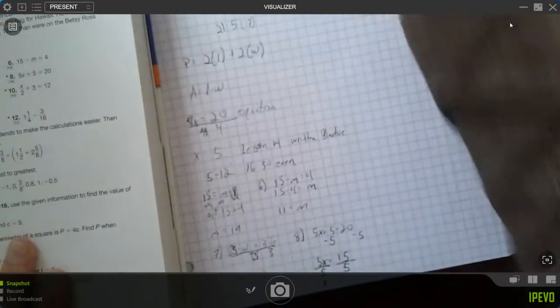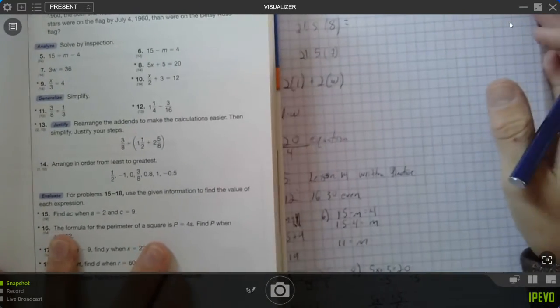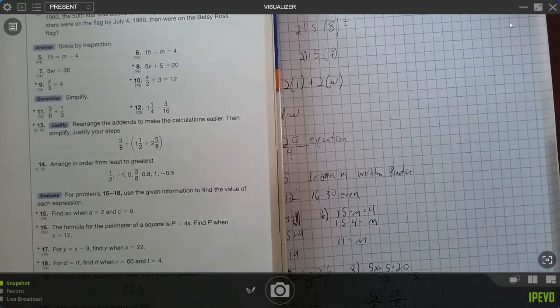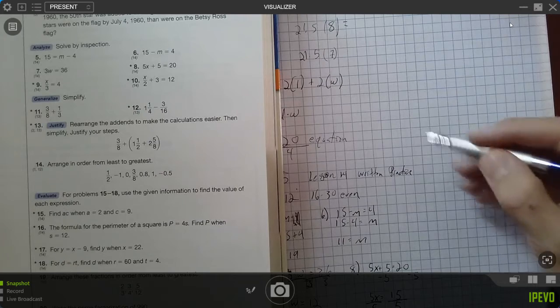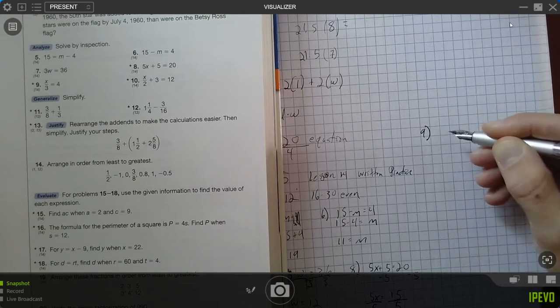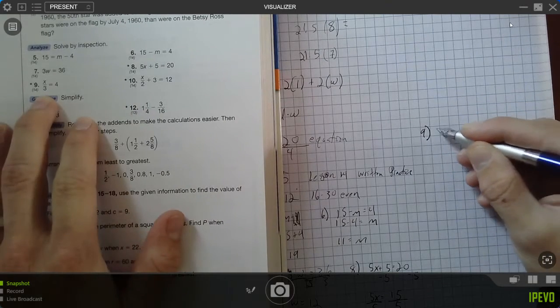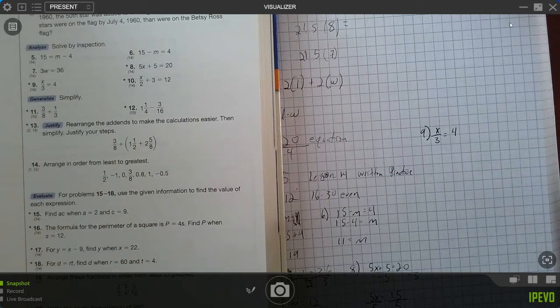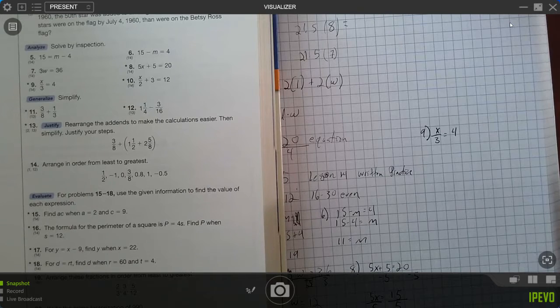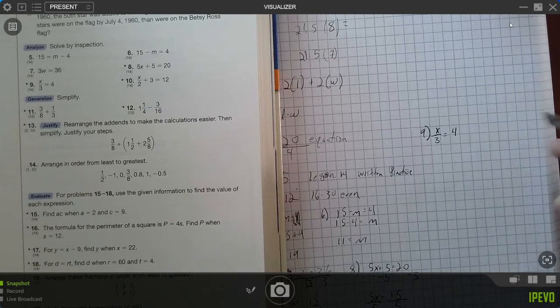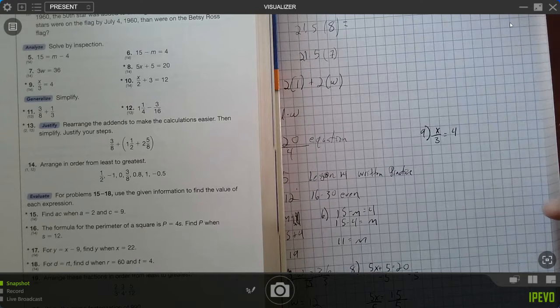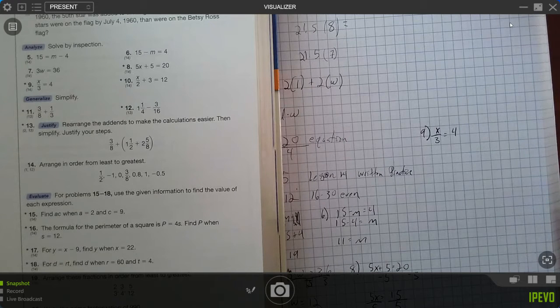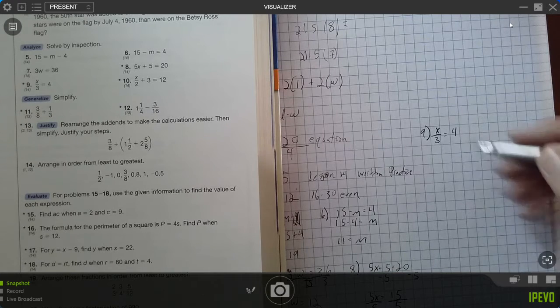Let me move this a little bit better. All right, so 9. X divided by 3 equals 4. All right, here I need to rewrite this in order to solve it. So I can use my division facts to know how to flip it around. I can use my multiplication facts, but let's try and work with our inverses, okay?